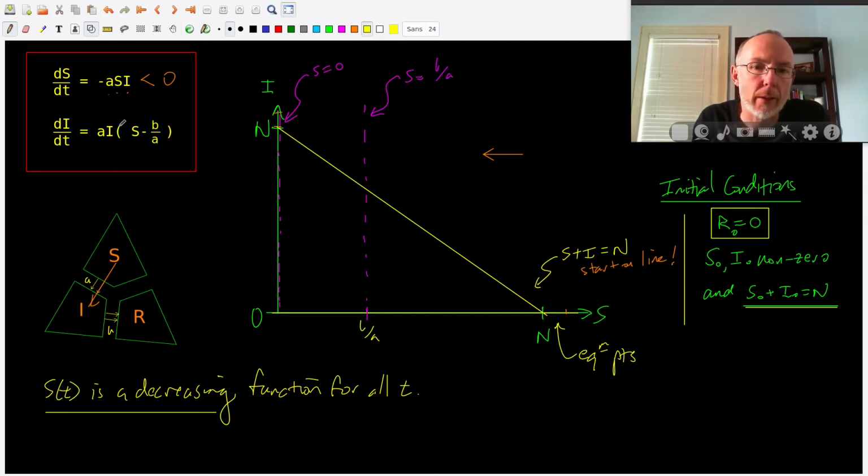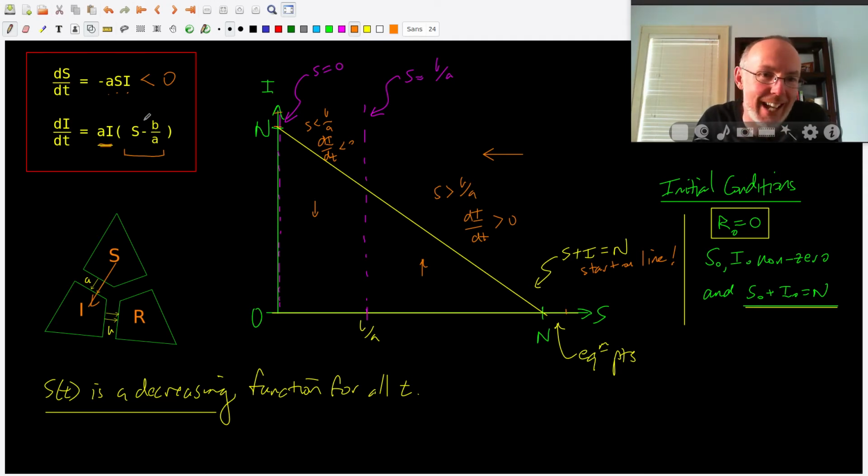Now, what really matters is what I is doing. And looking at this equation, a and I are always positive, so the deciding factor is what's happening with S. So if S is bigger than b over a, over here, then the rate of change of I is positive. Whereas over here, where S is less than b over a, because remember, this is the line b over a, in this region dI/dt is negative because S is smaller than b over a, so we're subtracting b over a. So in other words, we're always moving to the left, but in this region we're moving down, and in this region we're moving up, right? I is increasing, so we're moving up here. I is decreasing, so we're moving down there.